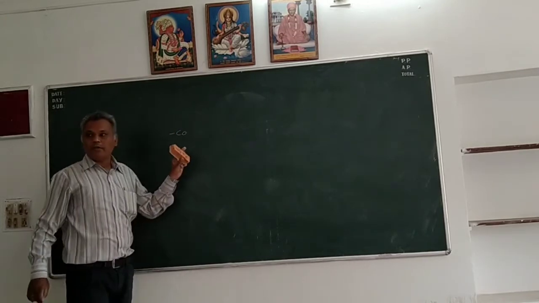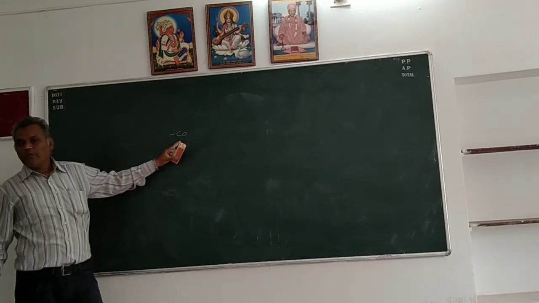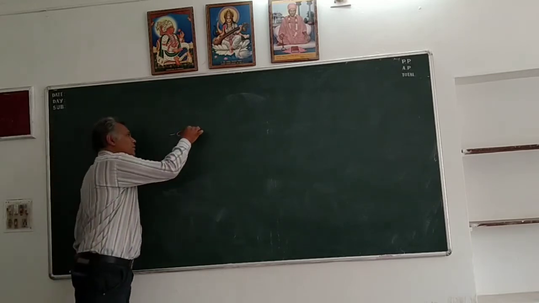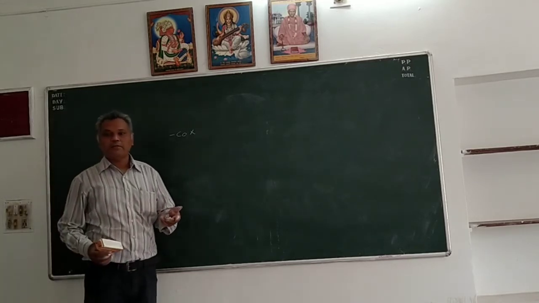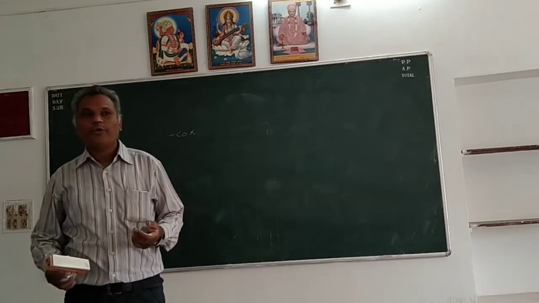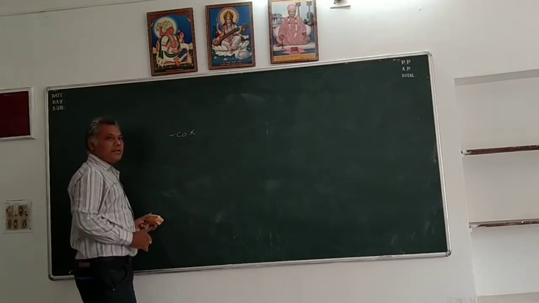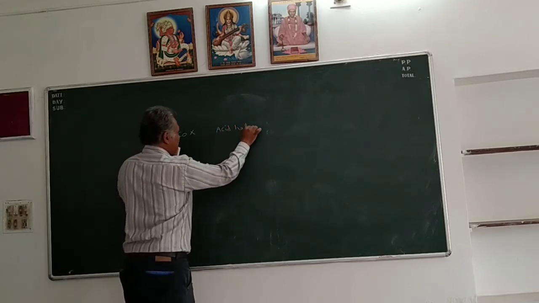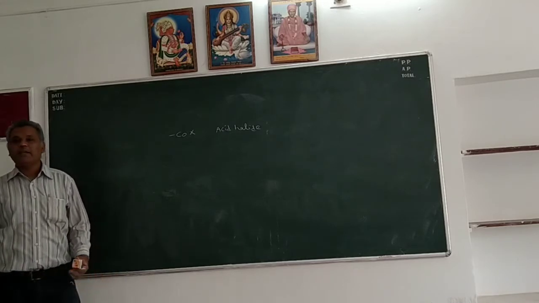See, what we did in this group, we attached R, it became ketone. We attached NH2, it became amide. Right? If I attach X, X means it can be Cl, Br, I, it can be any of the halogen group. Halogen is attached. What will we name it? It is considered to be an acid halide. It will be termed as acid halides.